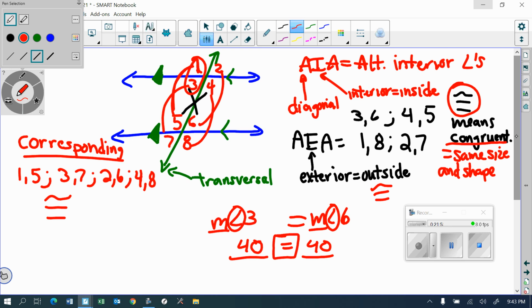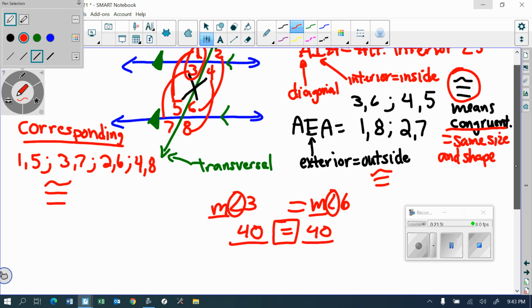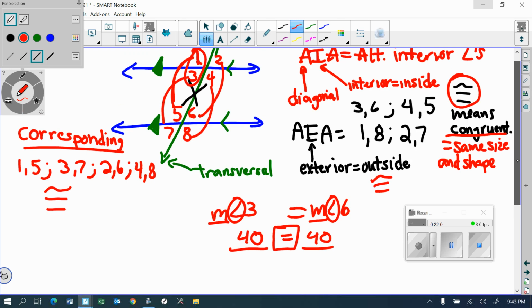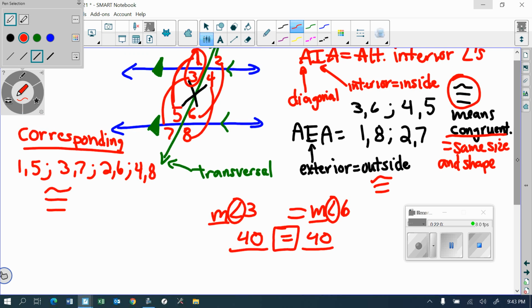In our last type, let me move this down. I guess I can't move down that far. Same side interior, SSI, same side interior.